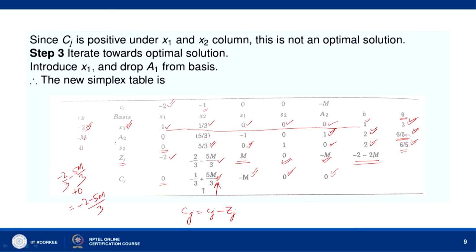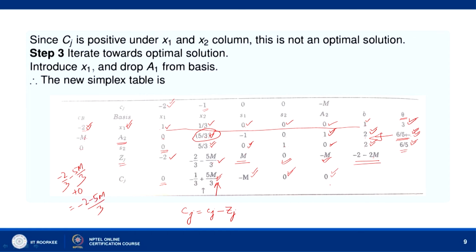Because we want to get rid of the artificial variable a2, we have to take this row as the key row. If we take this as the key row, then a2 will go out, and at the intersection of a2, x2 will come in. This will be our key element. x2 will come in place of a2 and a2 will go out. The column corresponding to a2 will no longer appear now.